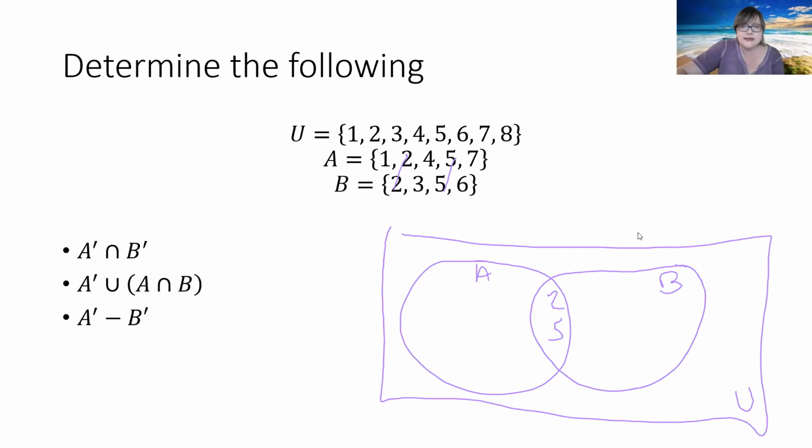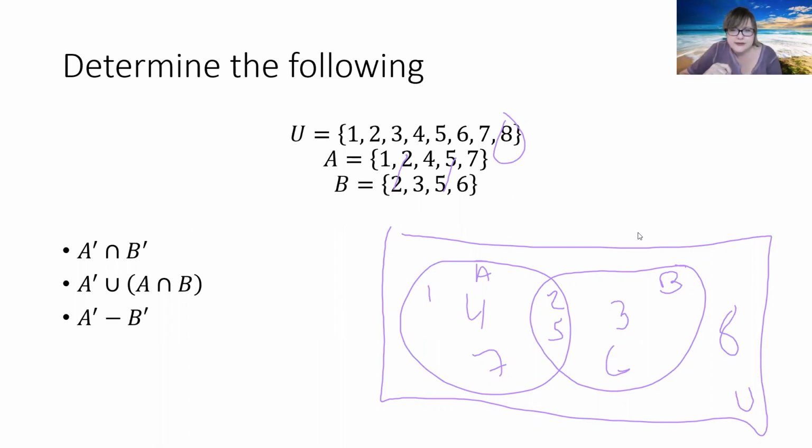Okay. Everything else is in A: 1, 4, 7. And everything else in B: 3, 6. What did I miss? 1, 2, 3, 4, 5, 6, 7, and 8 must be out here in the universe somewhere because it's neither of the other two.